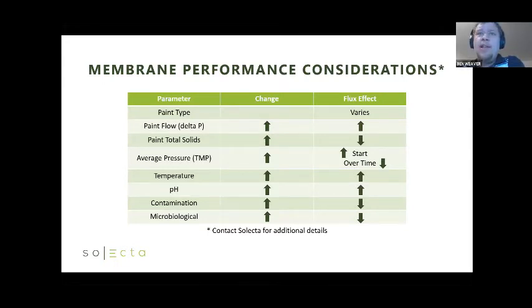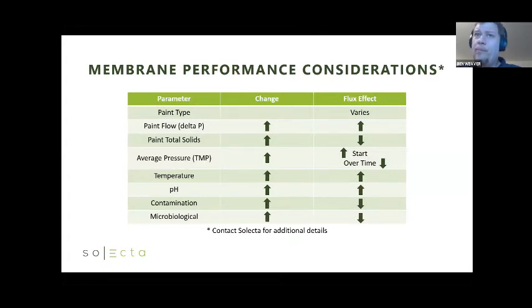We talk paint solids. Like I said, with higher paint solids, you are going to basically foul the membrane a little bit more. So, usually anything higher than 20% solids in the paint bath, you're going to start to see a detrimental impact of the solids.